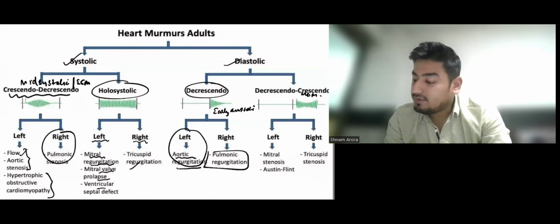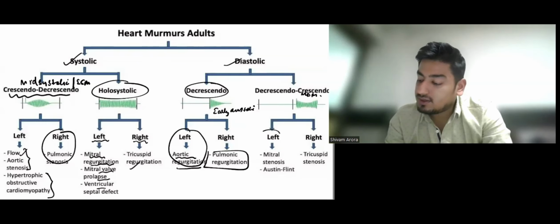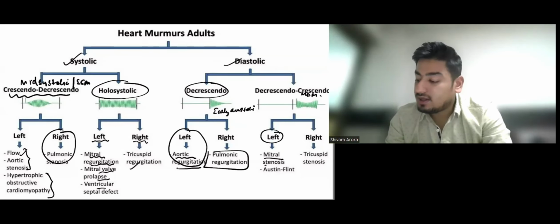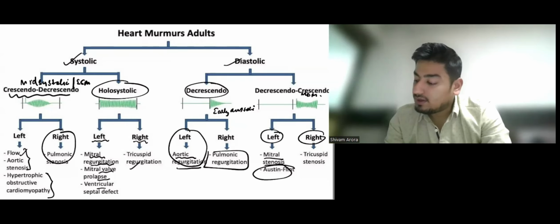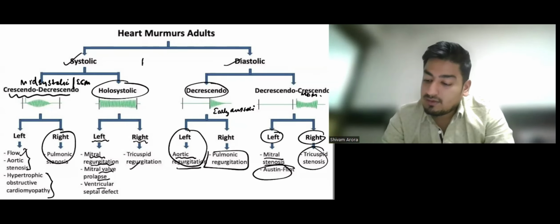Okay, if this crescendo decrescendo mid diastolic murmur is heard on the left side of the heart, then it can be because of mitral stenosis, or it can be an Austin Flint murmur of AR, or if heard on the right side, then it can be because of tricuspid stenosis. Okay, we have another murmur in PDA, that is a machinery murmur or a continuous murmur.